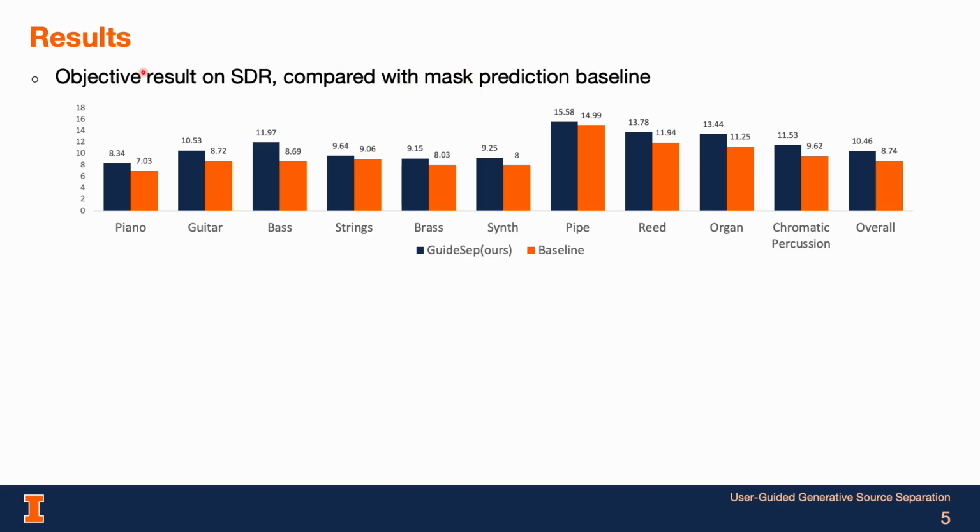For evaluation, we here present the SDR result compared to a mask prediction baseline, which we configured using the same model architecture. We grouped the instruments into 10 categories and evaluated our model across them. Our approach achieved a strong overall score of 10.46 dB SDR.